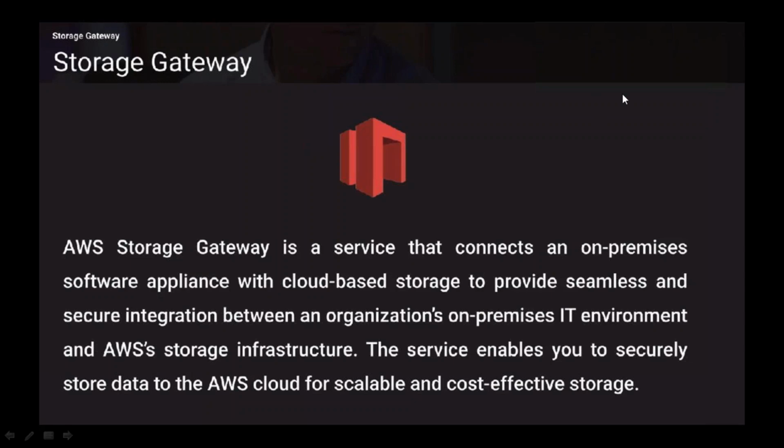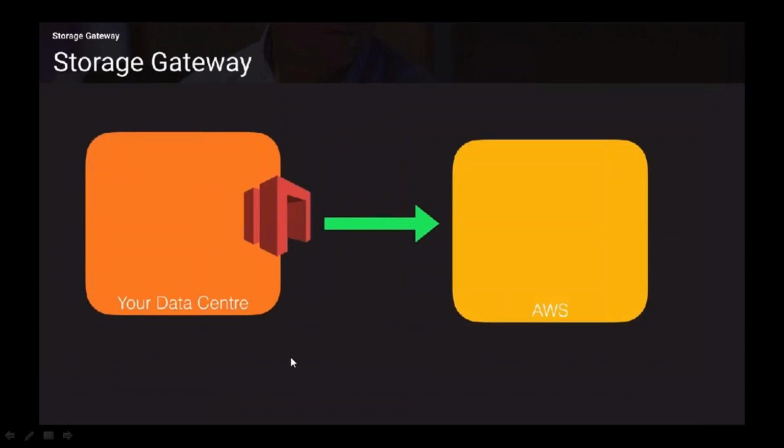So storage gateway is basically a kind of software appliance which we are going to connect to our on-premises environment. Now let me give you a very good example. This is my data center at my company, which has a lot of data, and now I want to send it across to AWS. So how do I do it?